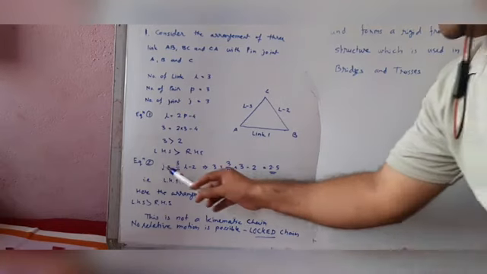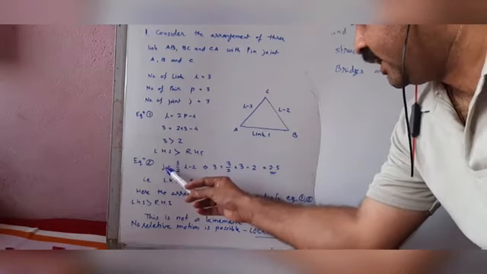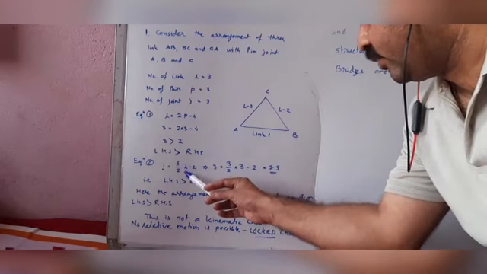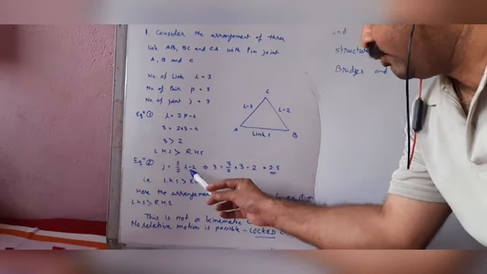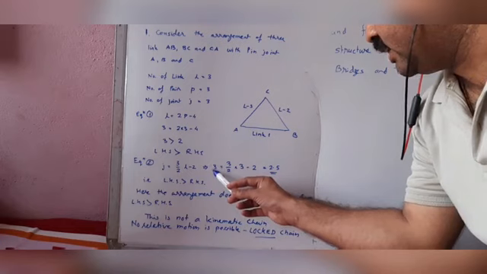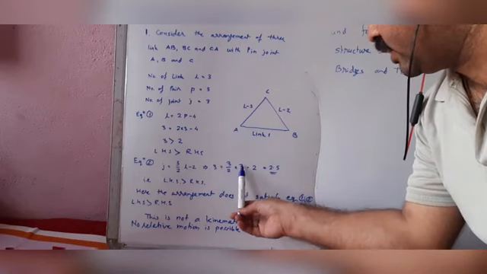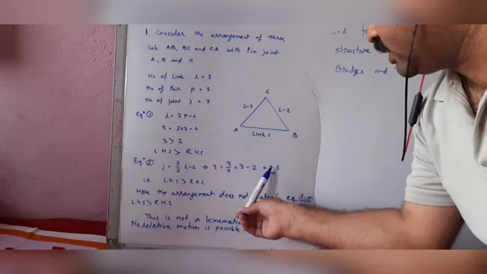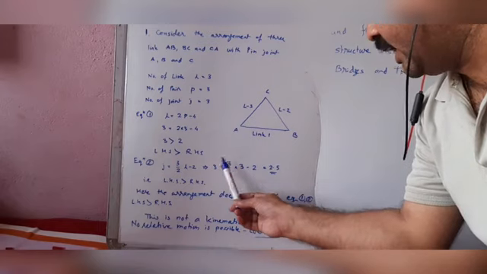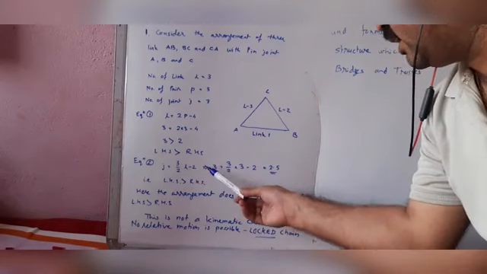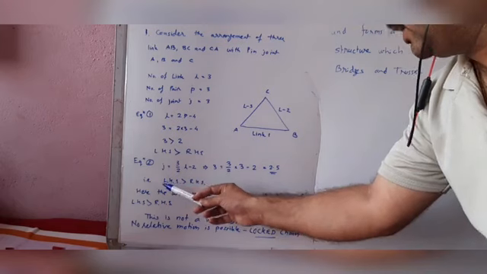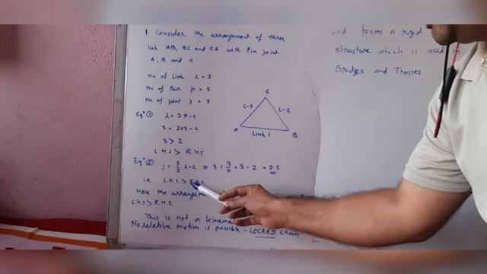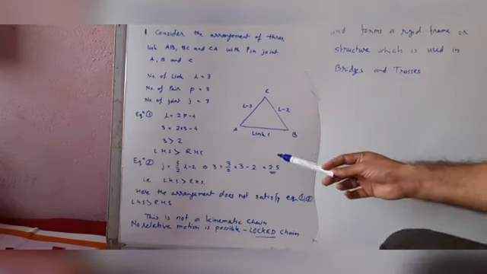Now applying the second equation, J equal to 3 by 2 L minus 2. Putting the values here, J is 3, and 3 by 2 into 3 minus 2 comes to 2.5, and the left side is 3. Here also the left hand side is greater than the right hand side.